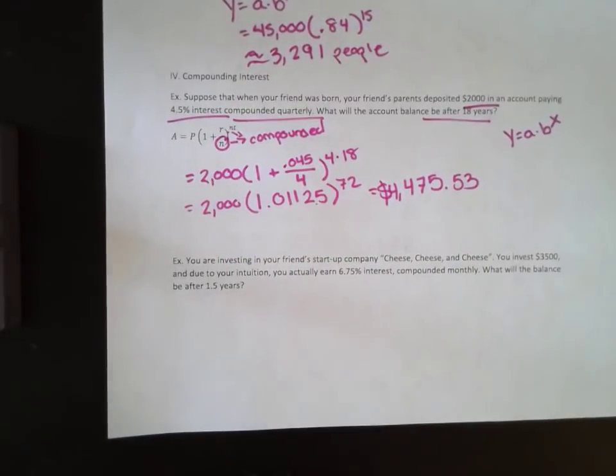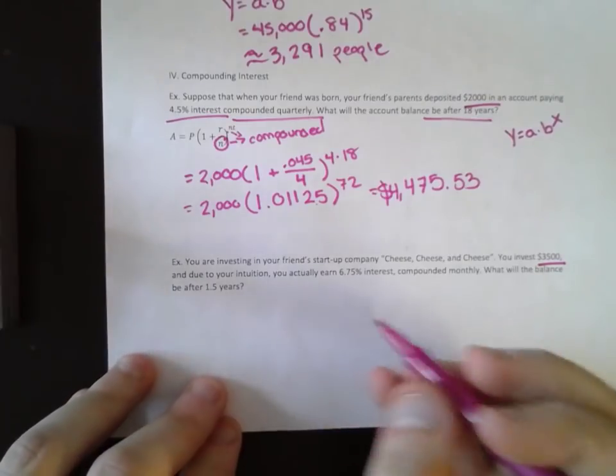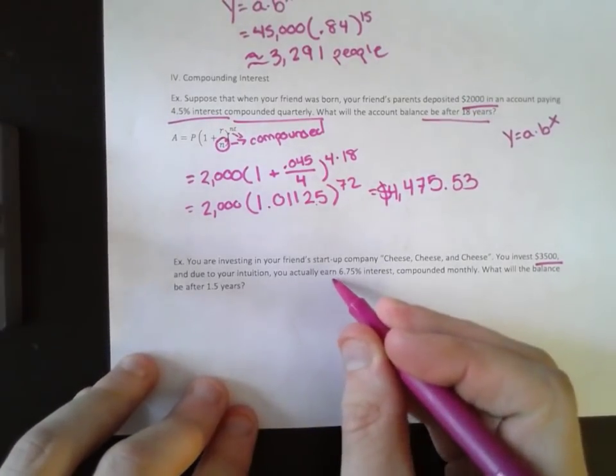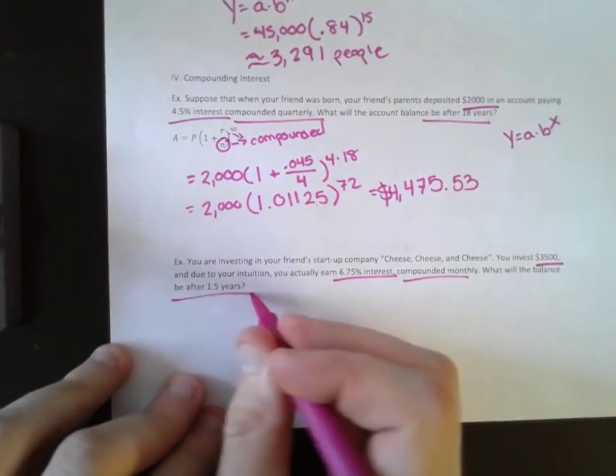Last one. You are investing in your friend's startup company, Cheese and Cheese. It sounds like a stellar company. I don't know why you wouldn't invest in it. You invest $3,500 because you're a baller, and due to your intuition, you actually earn 6.7% interest compounded monthly. What will the balance be after 1.5 years?